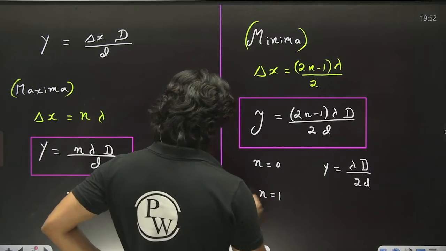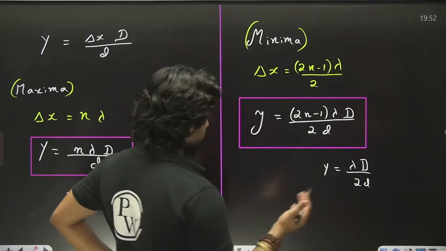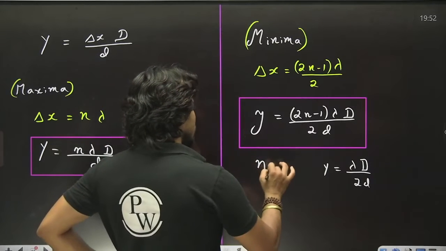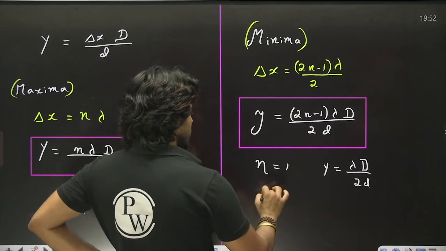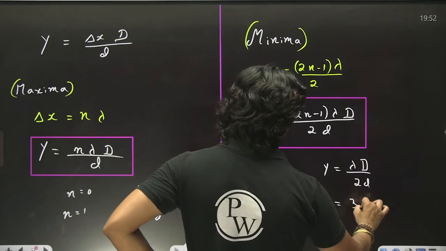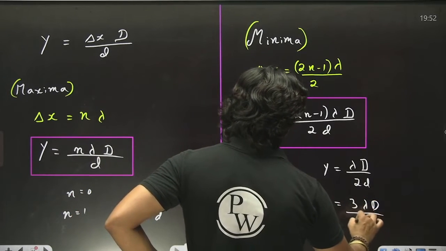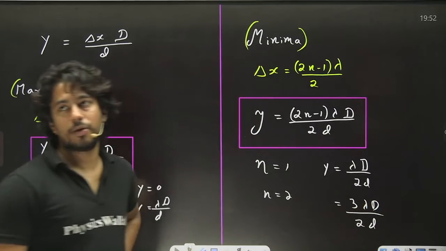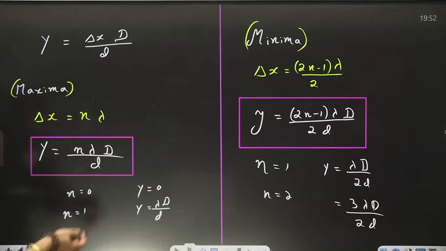We are going to begin with n equals 1. If you substitute n equals 1, you get this expression. If you substitute n equals 2, you get y equals 3 lambda D by 2d, 5 lambda D by 2d, 7 lambda D by 2d, and so on. And the discussion goes on.